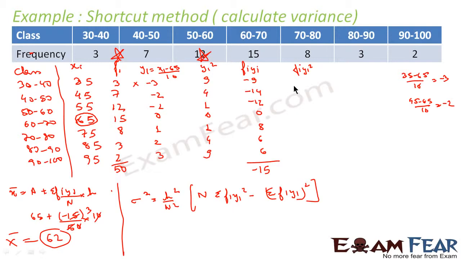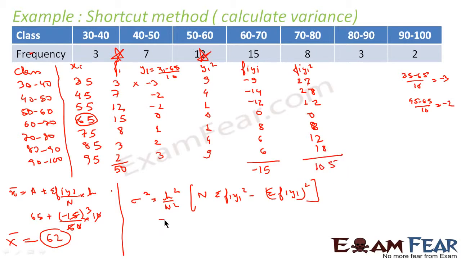3 into 9, 27. 7 into 4, 28. 12 into 1, 12. 50 into 0, 0. 8 into 8, sorry, this one is 8 into 1 actually. 8 into 1 is 8. 3 into 4 is 12. And 2 into 9 is 18. We'll add these values, and we get 105. So this value is 105.